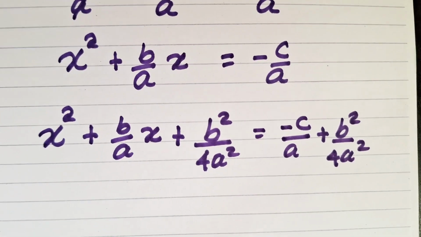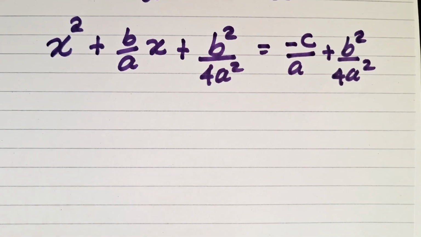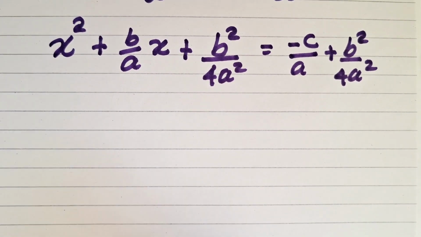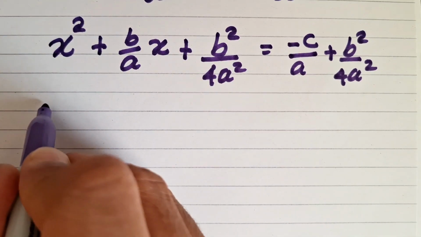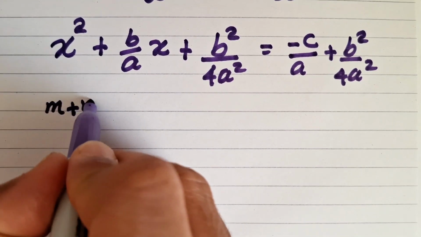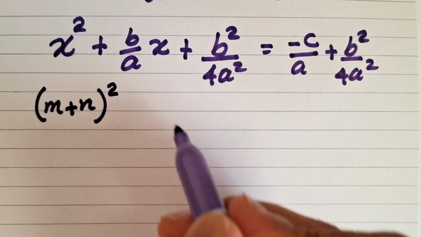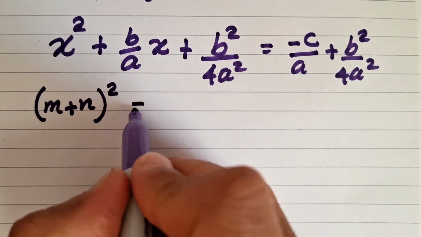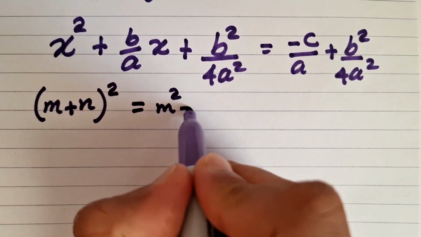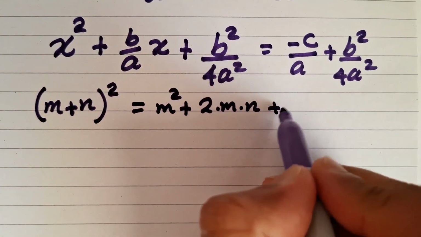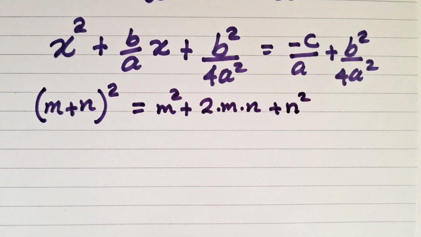I will explain in the next step why I have added b squared over 4a squared to both sides of the equation. So we know that for any real numbers m and n, m plus n whole to the power 2 can be expanded as m squared plus 2 times m times n plus n squared.